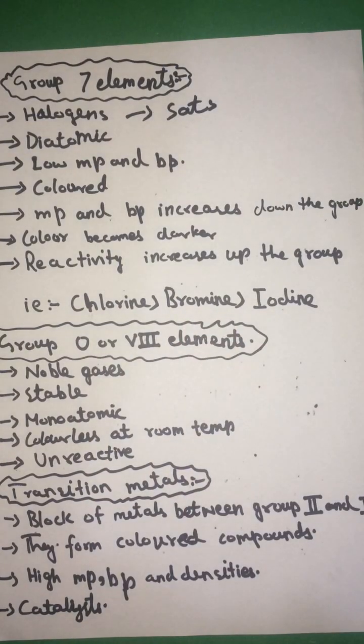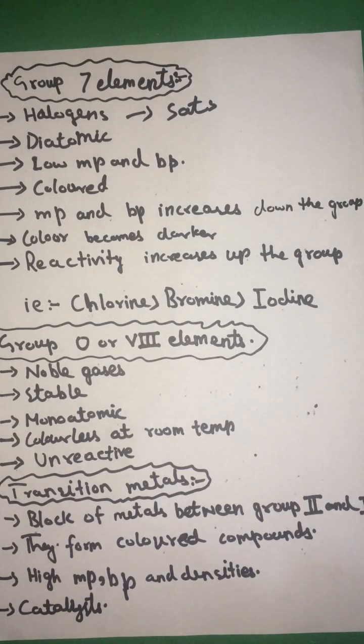The chlorine is more reactive than bromine and bromine is more reactive than iodine. Now coming to the group O or group 8 elements. They are noble gases, stable. This means that they have 8 electrons in their valence shells. They are monatomic, means that they exist as single atoms rather than molecules. They are colorless at room temperature. You may have seen somewhere neon, the gas shows its color in the lights. That is stable at room temperature, and they are unreactive because they have 8 valence electrons.